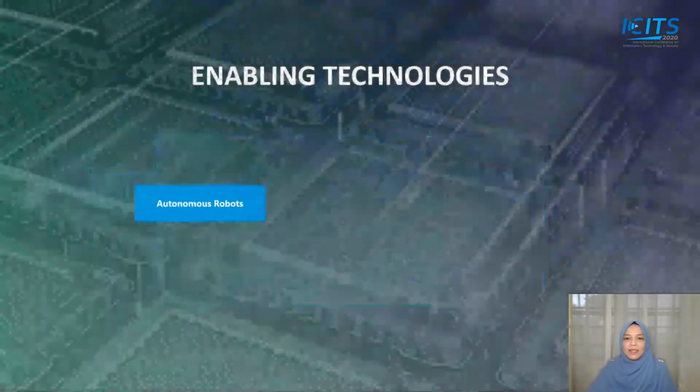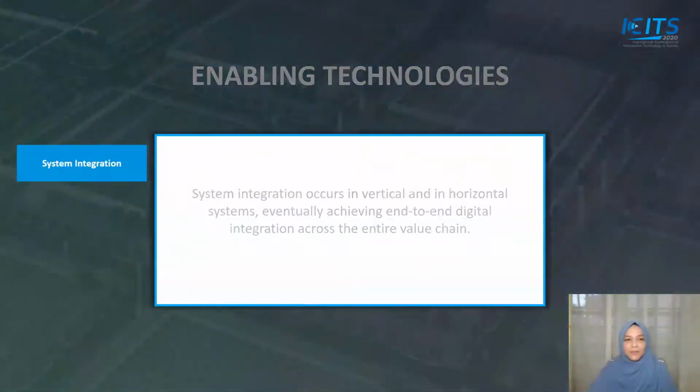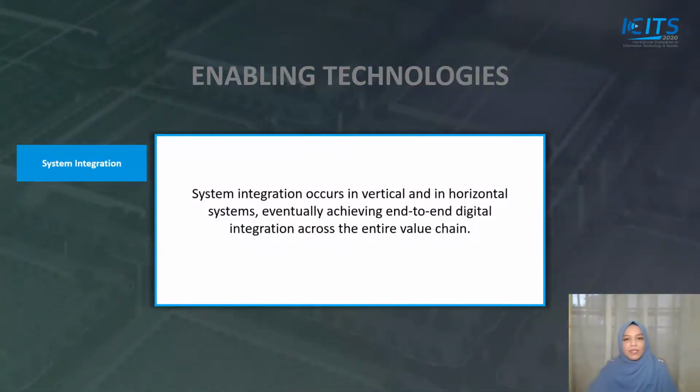The last one is system integration. System integration occurs in vertical and in horizontal systems, eventually achieving end-to-end digital integration across the entire value chain.